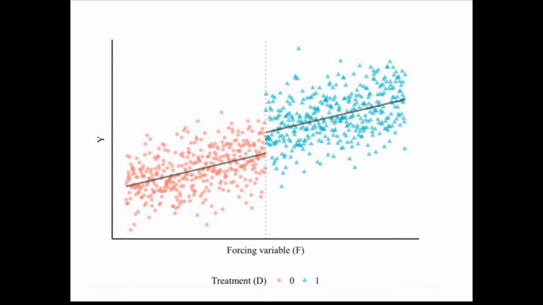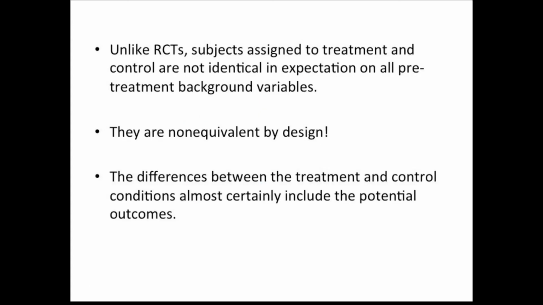And this seems weird that this would work because in randomization, the treatment and control groups are equivalent on all these background variables, and that's why randomization works. But here, the treatment and control groups are quite distinct on the forcing variable. They're non-equivalent by design.